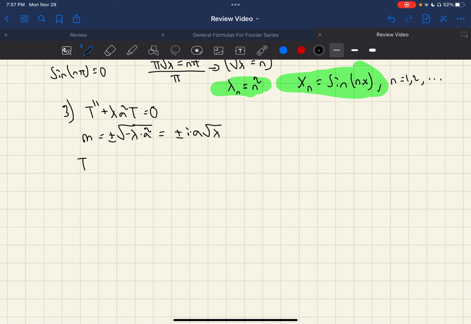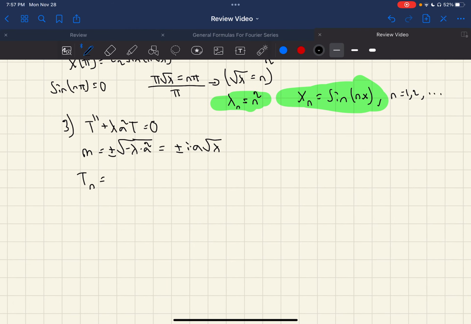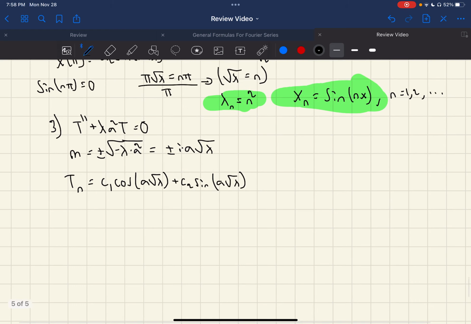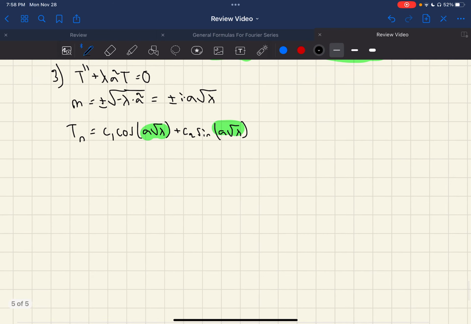And so when we plug it into our case 3 function, I keep saying case 3, but we're just getting it in that form. We're not actually solving for eigenvalues because we already did that. So what happens is it becomes C1 cosine of a square root lambda plus C2 sine of a square root lambda. We're not done with this yet because we still have a lambda in here, and that's not good. But we already found lambda, so we can just plug it in.